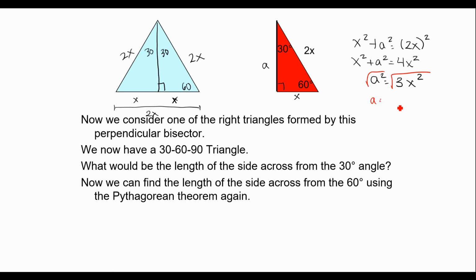So this gives us a equals the square root of 3 times the square root of x squared, and the square root of x squared is x. This becomes the square root of 3 times x, or x root 3. So the final side length that we have here is x root 3. And this is our general properties for 30, 60, 90 triangles like we had for 45, 45, 90.